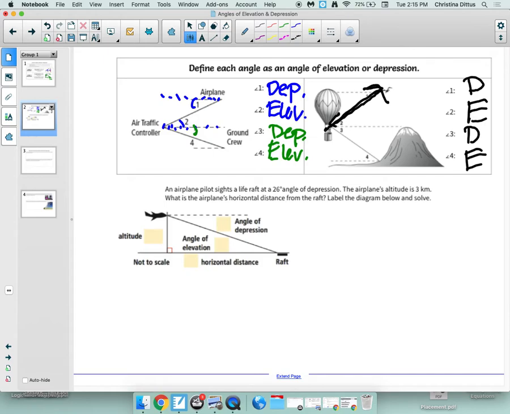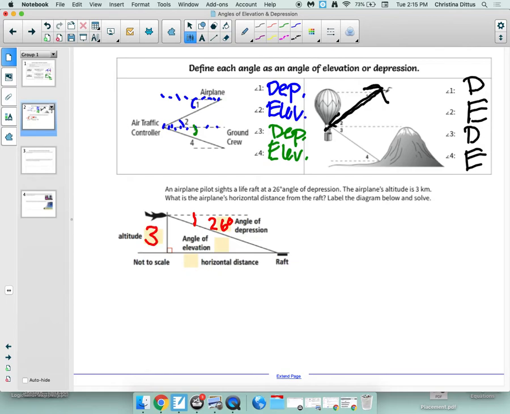Alright, we're in a plane, and we see a life raft down here at a 26-degree angle of depression. So this pilot is looking down at the raft. This angle, it says, is 26 degrees. Okay? It says the airplane's altitude is 3 kilometers. Altitude, if you don't know, is like above the ground. Like how far off the ground are you? It's also labeled in this case.